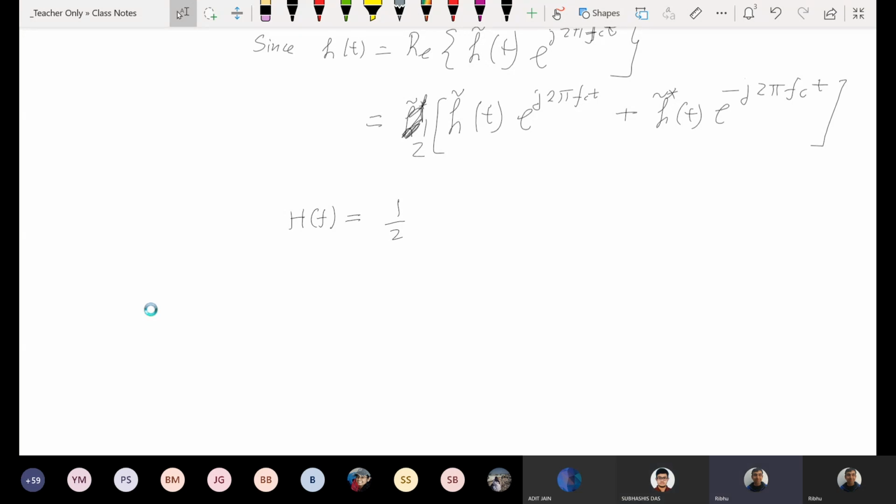Sir, I have a doubt. This H tilde T and H star, meaning conjugate of H tilde T, they should be equal, right? Why? Otherwise there could be shifting, like e to the power j 2 pi fct is taking care of the shifting from the origin, but otherwise the magnitude should be same. Otherwise the gain would be different. We require the gain to be same as well as the shifting to be happening.